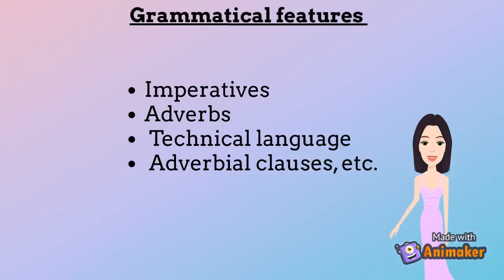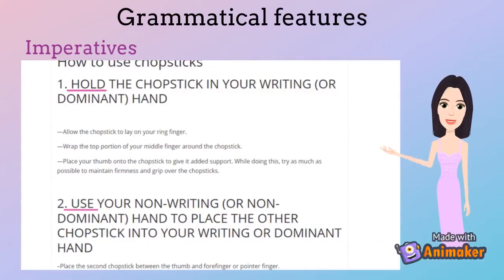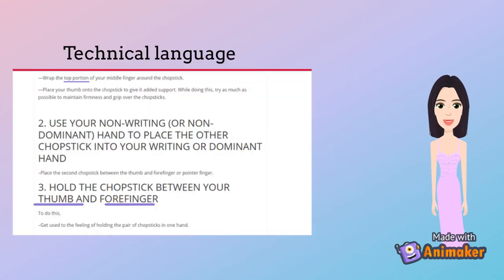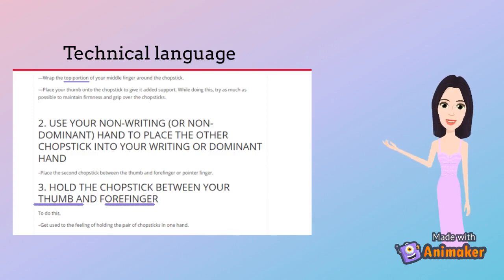There are some grammatical features that are characteristic of this text type, such as the use of imperatives to command an action to the receptor, adverbs to describe how the action has to be performed, technical language depending on the context of the text, the use of adverbial clauses, and others. The most relevant ones that appeared in this guide of how to use chopsticks are the use of imperatives, as we can see in the beginning of each sentence, the use of adverbs, like we can appreciate in these examples, and the use of technical language, such as the names of each part of the finger or the action of grab.